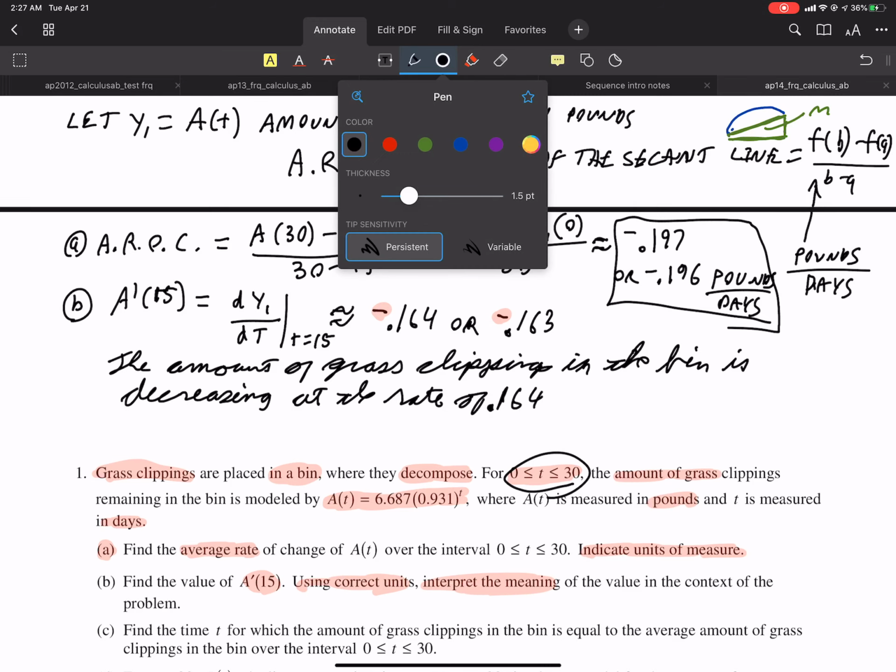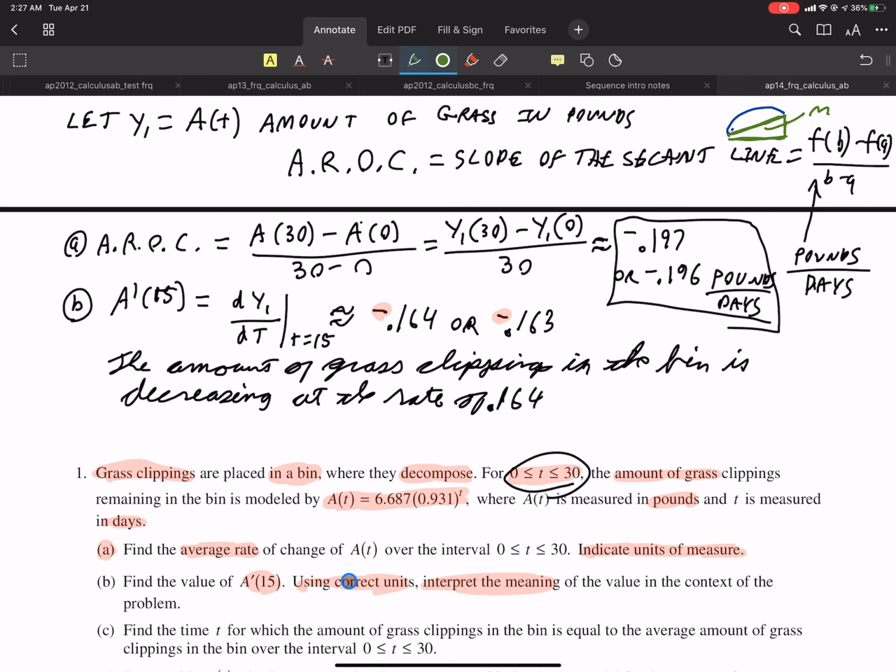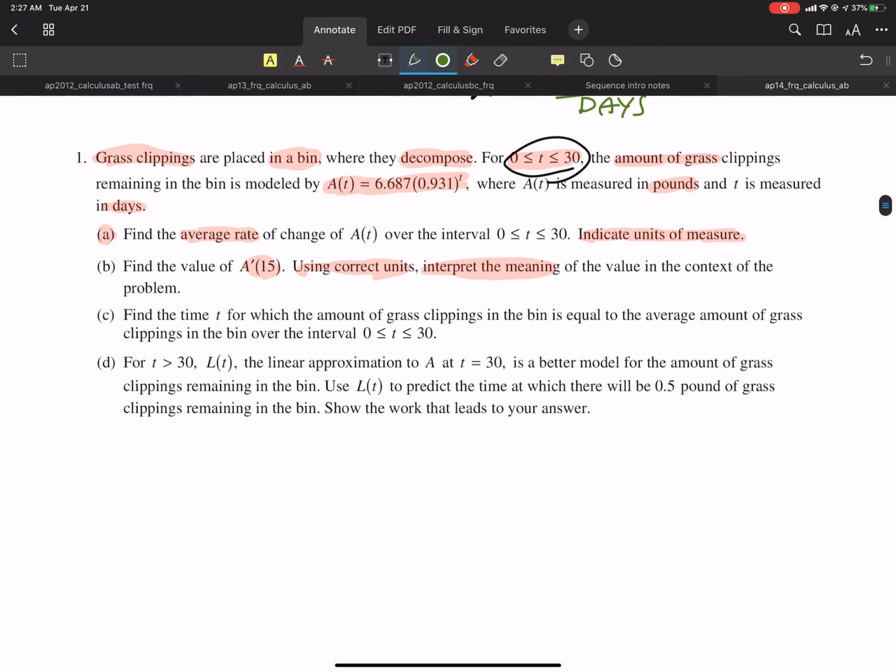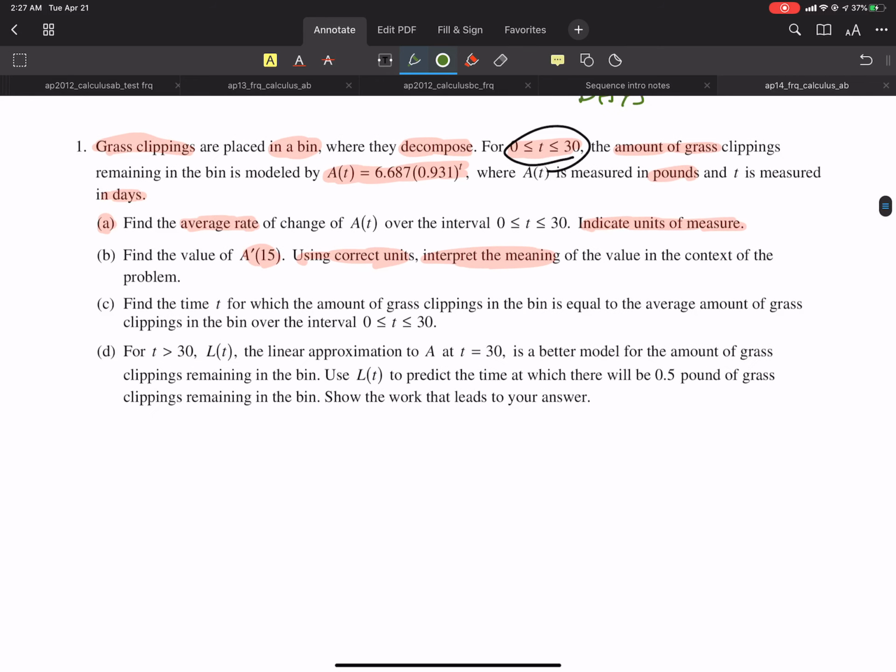So where do we get our units? Well, it's a change in y. That's the amount of grass in pounds. Over the change in time, that's the days. So our units will be pounds per day. Bam, done with letter B. Two more to go. Let's keep going.